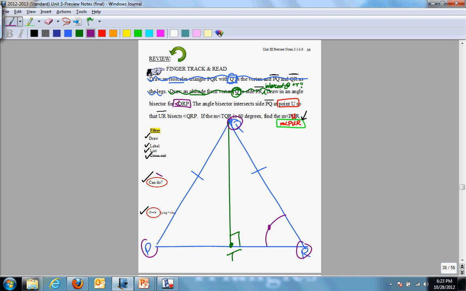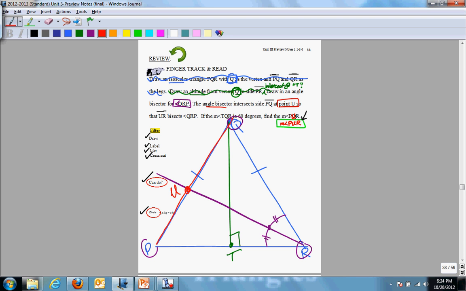Remember, the angle bisector does not necessarily hit the midpoint of the opposite side. Your eyes are focused on the angle, not the side. That's why I like to draw angle bisectors going through the opposite side. And that angle bisector bisects side PQ at point U. So this is point U.